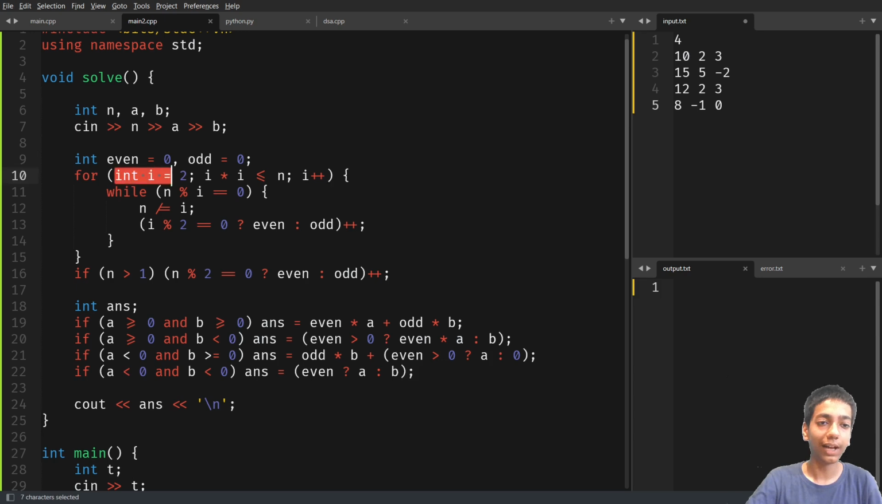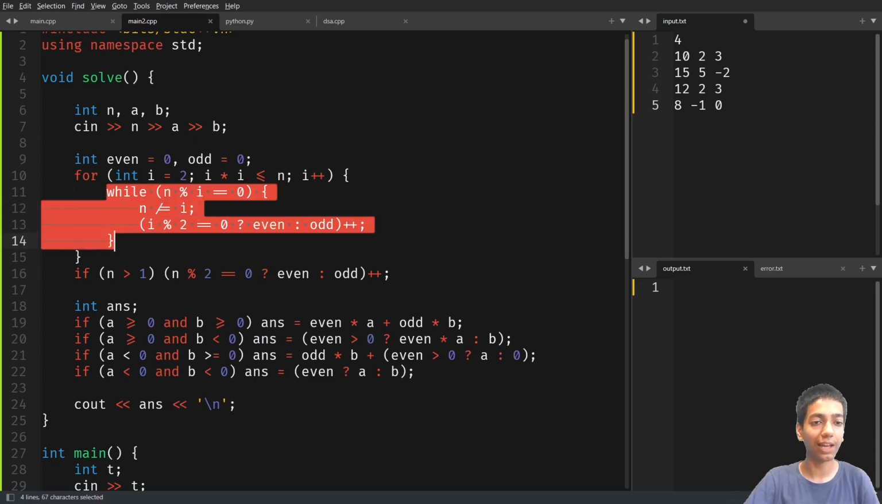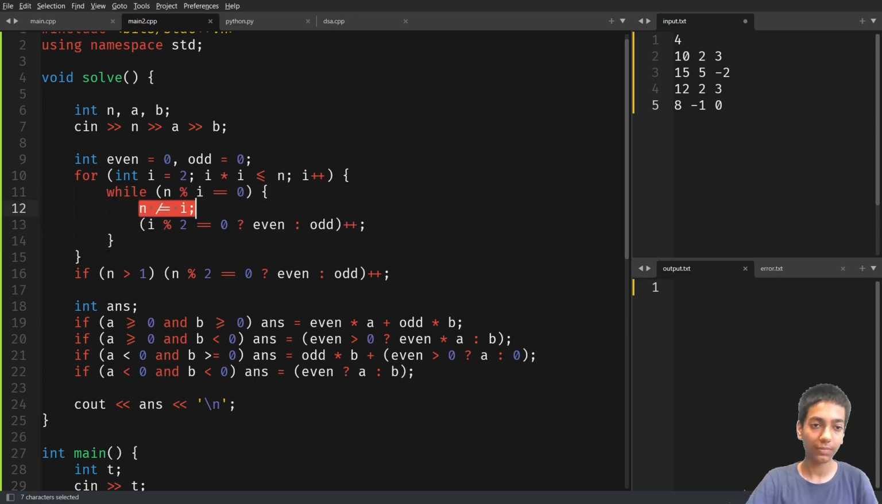So here I start off with 2, I go until square root of n. Now this is a prerequisite. I have created a video on it, you can watch it, right? And this is actually very important. The only thing we are modifying here is that we don't want the prime factors themselves. So while n modulo i is equal to 0, I keep dividing it, and if i was even, then even, otherwise odd, I increment its count. Right, so exactly like if I take 600, then even would store 3 and odd would store 3 as well.